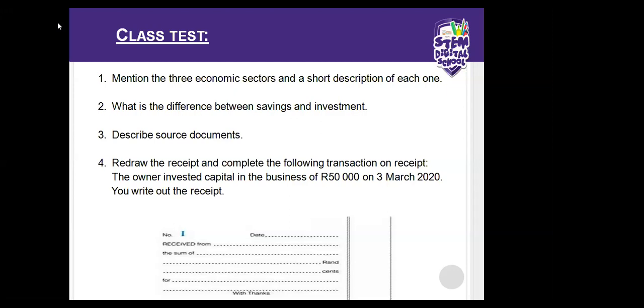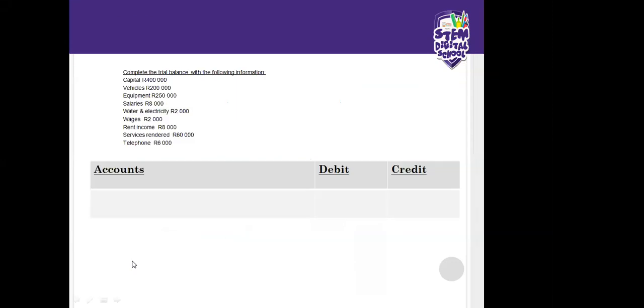Okay, let me just go on quickly and then I will come back to this slide. The next question will be what we did yesterday: complete the trial balance with the following information.